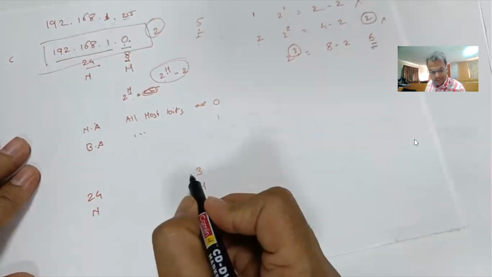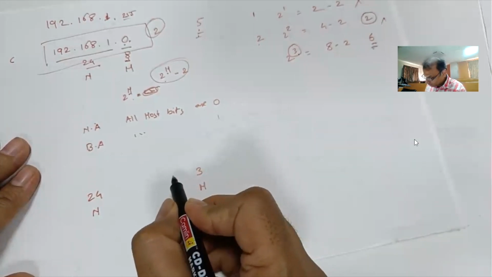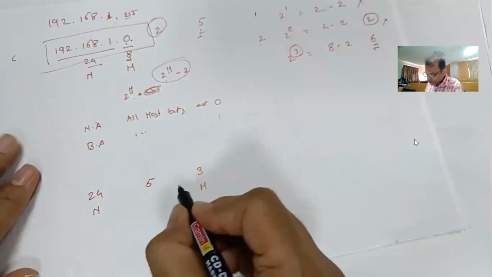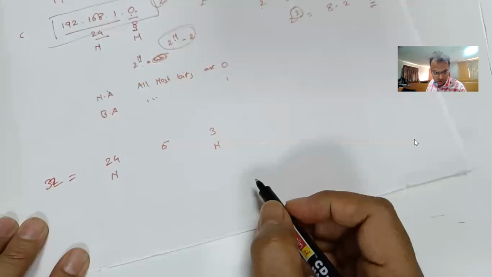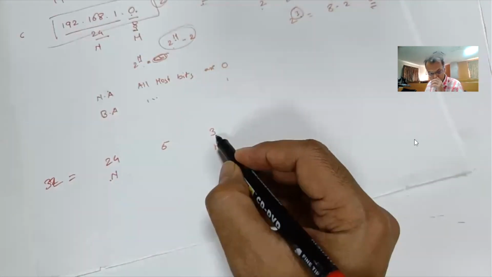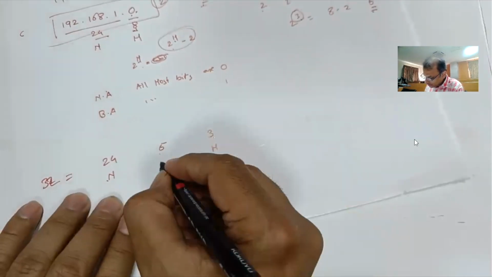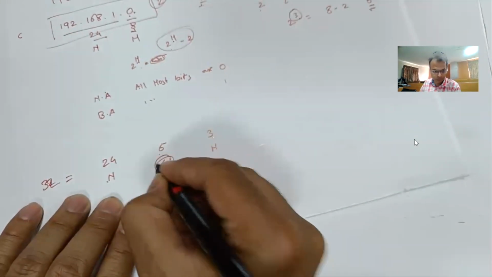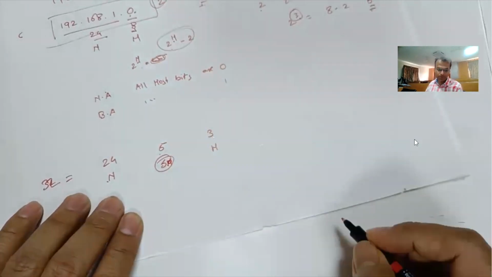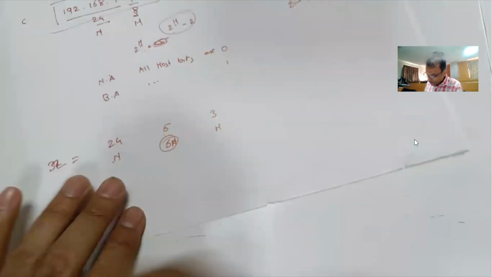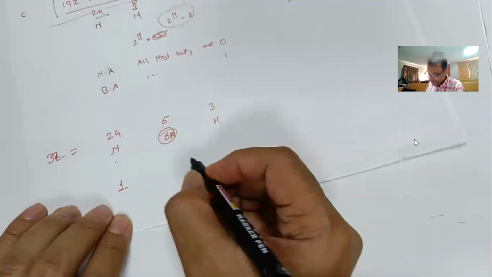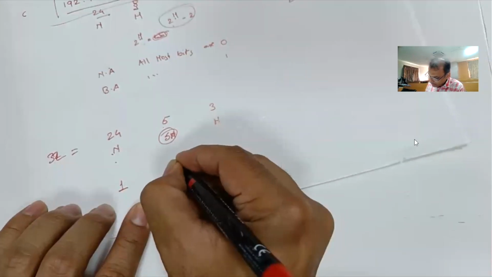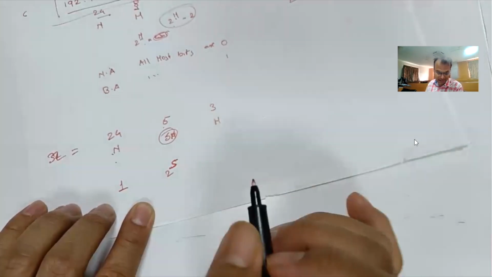And what are the remaining bits? 5, because the total has to be 32. The IP address scheme is 32 bits. 24 are network, 3 are host, and 5 remaining are subnet bits. So that is S, the number of subnet bits. So in this one network, how many subnets can I have? That is 2 raised to 5, that is 2 raised to S.